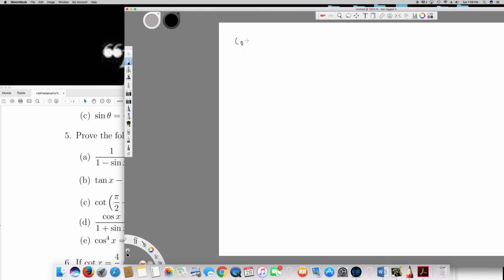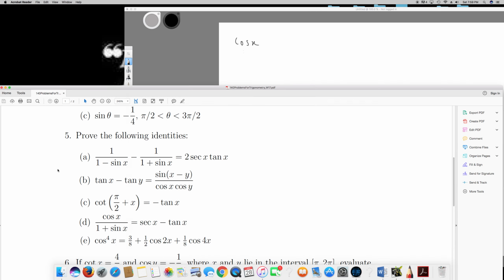Cos x over 1 plus sin x is equal to sec x minus tan x. So we have to prove that the left hand side is equal to the right hand side. So it states cos x over 1 plus sin x on the left hand side.